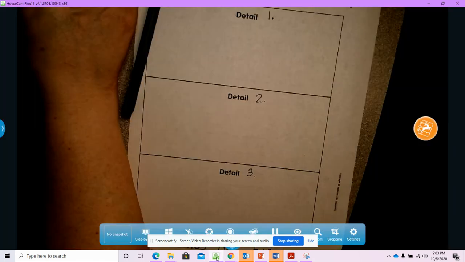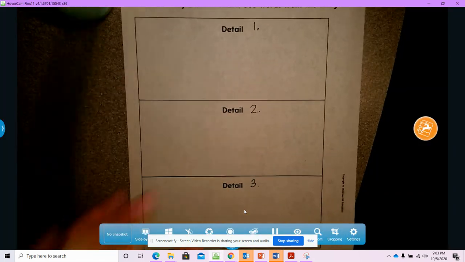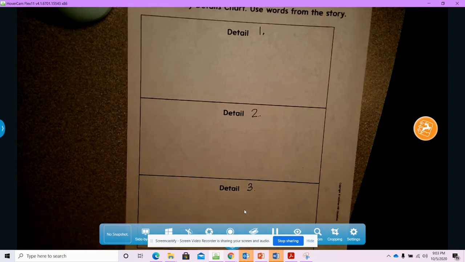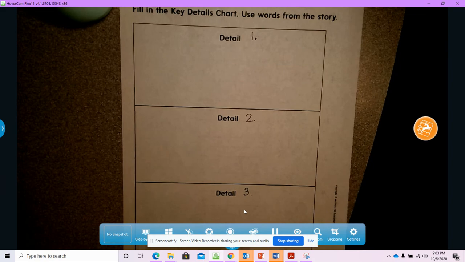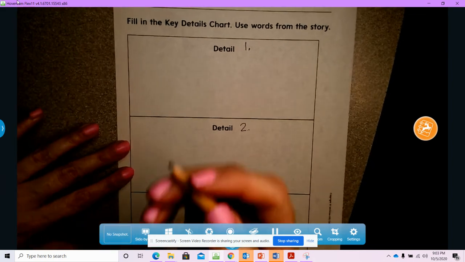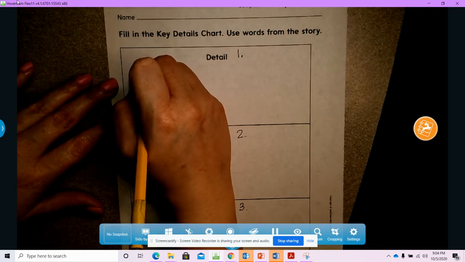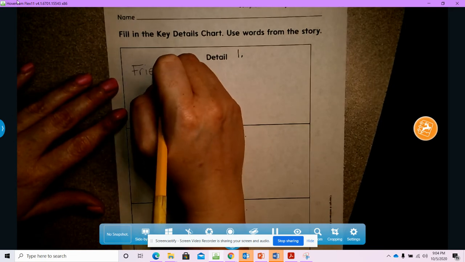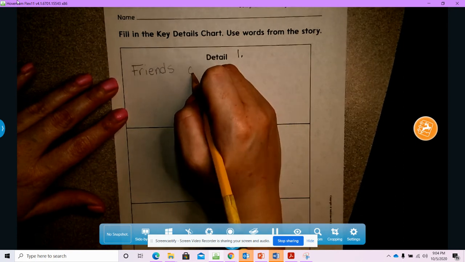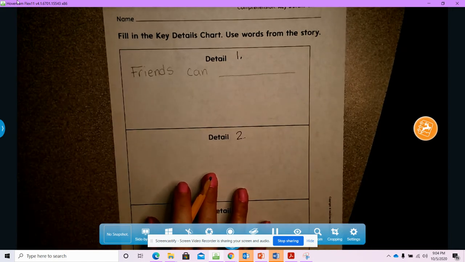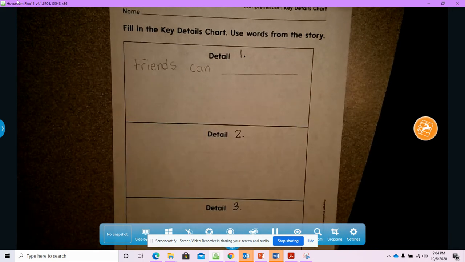Okay, so now we're going to turn to our details page. We're going to write 3 details, but we're going to use our essential question to guide us. Remember what our essential question was? What can friends do together? So we're going to start our sentences with friends can, and you're going to finish that sentence with a detail from the story.